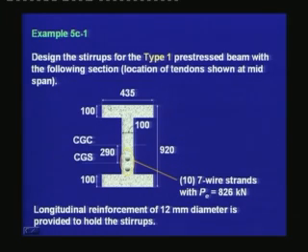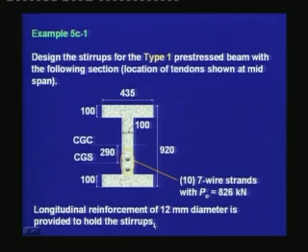The breadth of the flange is 435 millimeters. The depth is 100 millimeters. The width of the web is 100 millimeters. The prestressing is done by 10 number of 7 wire strands with an effective pre-stress of 826 kilonewtons, and they are provided in 2 ducts with CGS located at 290 millimeters below CGC. This is the section we had designed under the design of type 1 section.